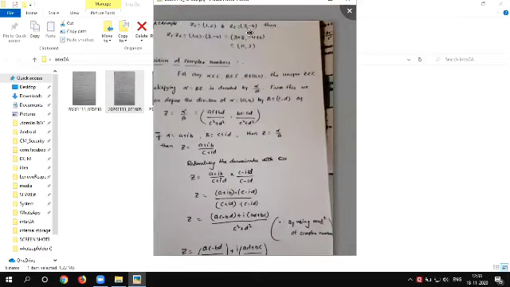Now the value is (3, -4). Then Z1 into Z2: we have to multiply these two numbers. The formula for Z1 into Z2 is (ac minus bd, ad plus bc). We get ac minus bd. Here a is 1 and c is 3. Now a into c, that is 1 into 3, is 3.